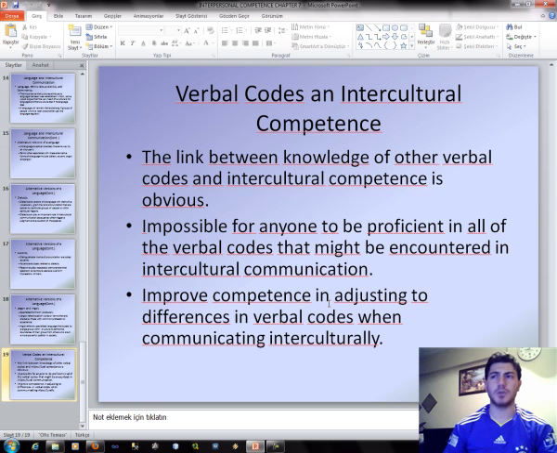And finally, verbal codes and intercultural competence. The link between knowledge of other verbal codes and intercultural competence is obvious. It is impossible for anyone to be proficient in all of the verbal codes that might be encountered in intercultural communication. Improve competence in adjusting to differences in verbal codes when communicating interculturally.